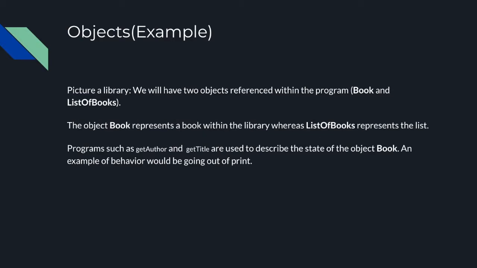Picture a library, and you want to write code to basically model your library. We will have two objects referenced, book and list of books. The object book represents a book within the library, whereas list of books represents the list of books. Methods such as getAuthor and getTitle are used to describe the state of the object book.